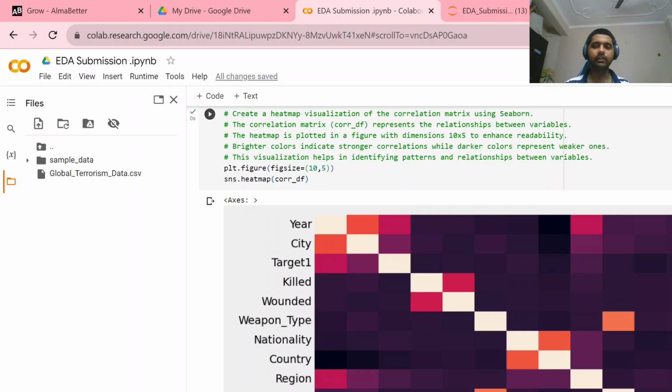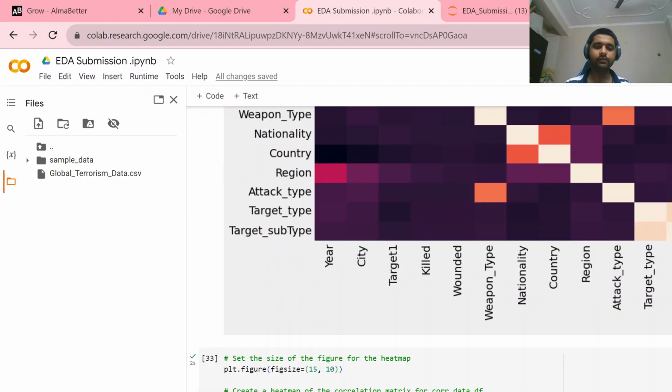We can see that the one which is highly correlated means 100% correlation. So all the diagonal elements are there. So year has, of course, 100% correlation, but there are some other columns which also have a light color, which shows that they also have correlation with each other. So attack type has correlation with weapon type, and city has correlation with year, which we will see further.